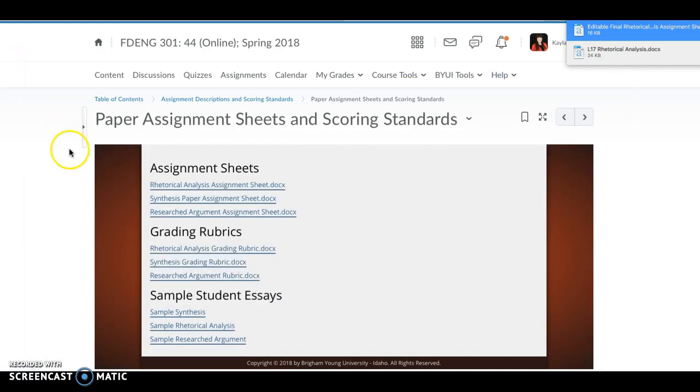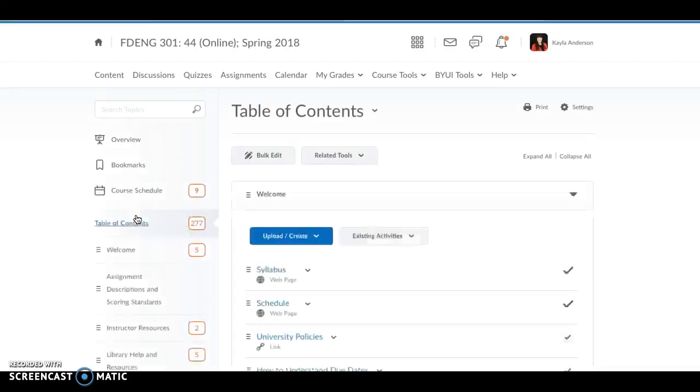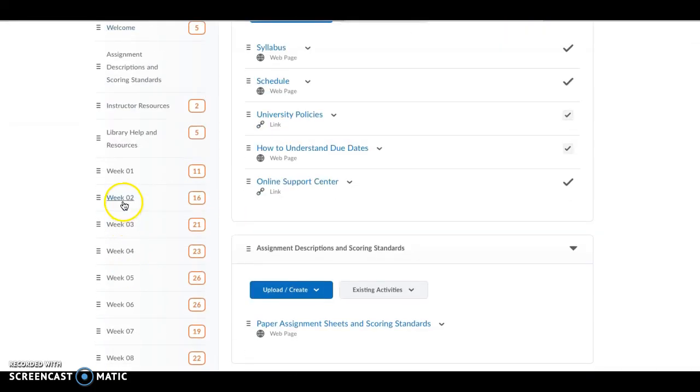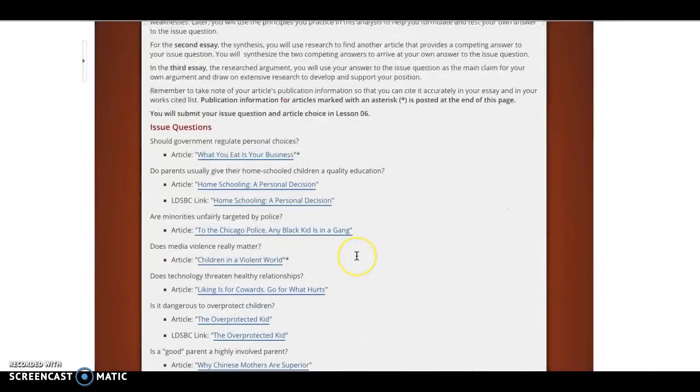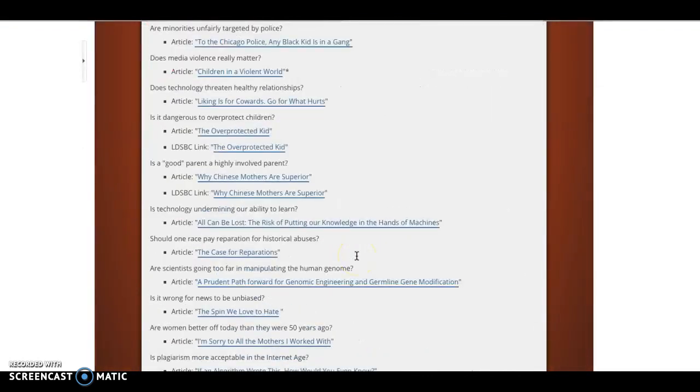So way back in lesson 4, so we go back to our table of contents, you were given a list of topics and articles. So if we go here to lesson 4, you were given that list and you chose an article and an issue question from this list. That is the article you're analyzing for your first essay. So you wrote that down in lesson 6. You told me which one you were doing. You mapped it a little bit. You did the claims and reasons and the issue question. That's what you're analyzing for the first essay.